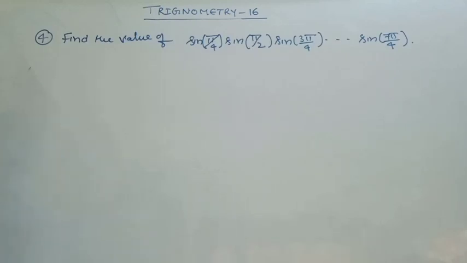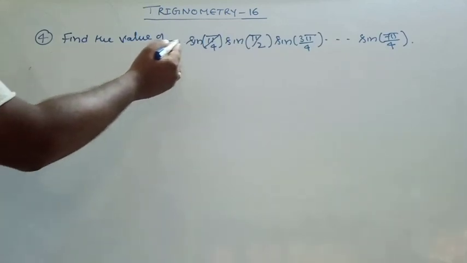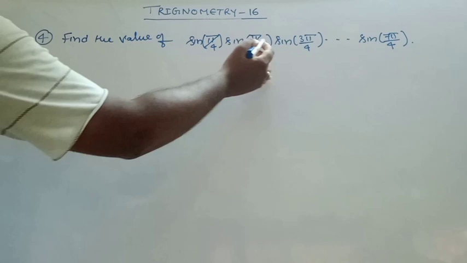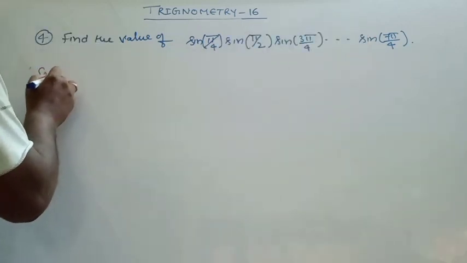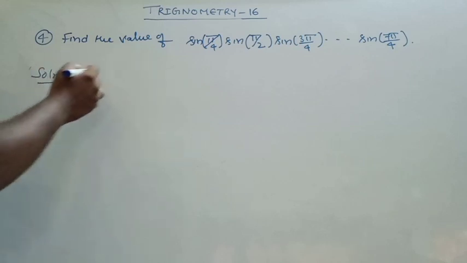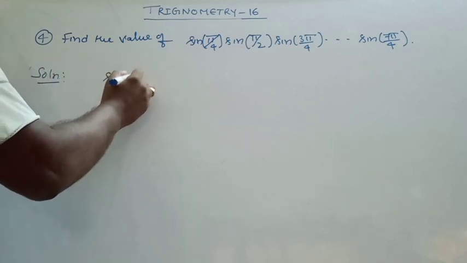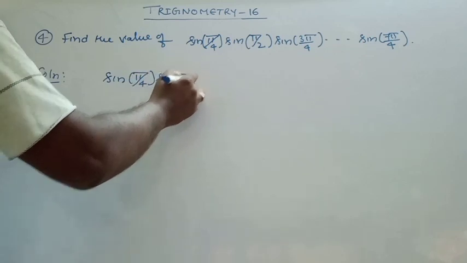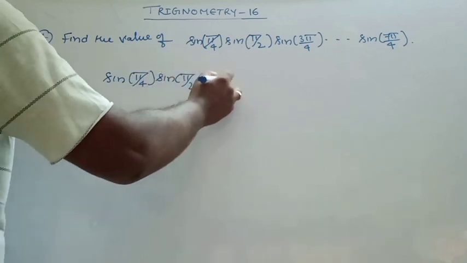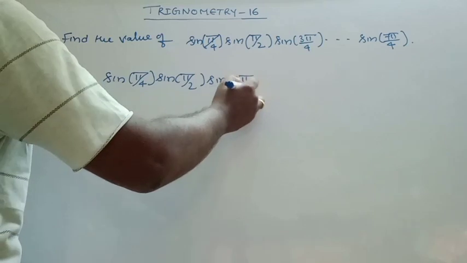See the next, fourth problem. Find the value of sin pi by 4, sin pi by 2, sin 3 pi by 4, and so on. We need to find its value. How we will do this: here you have sin pi by 4 and sin pi by 2, and sin 3 pi by 4.